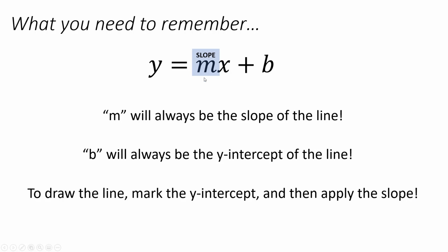m is married to x. They're always next to each other. The slope is always right up against the x. And then b is the y-intercept.